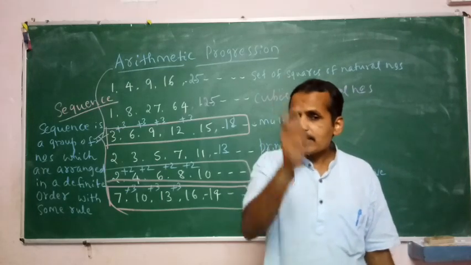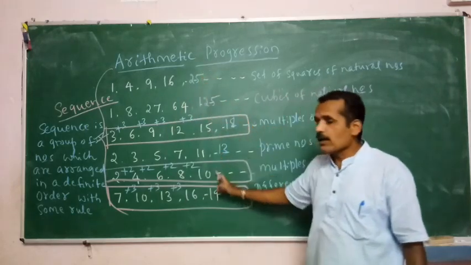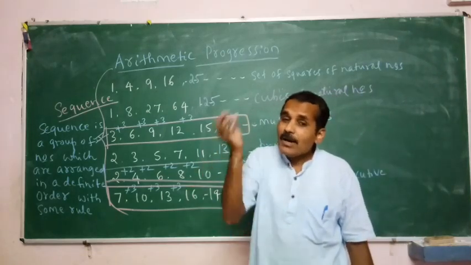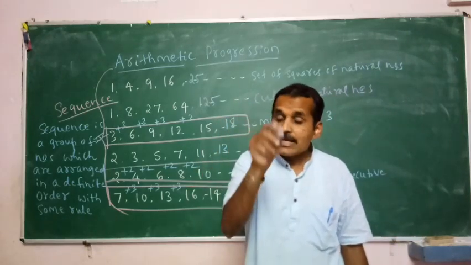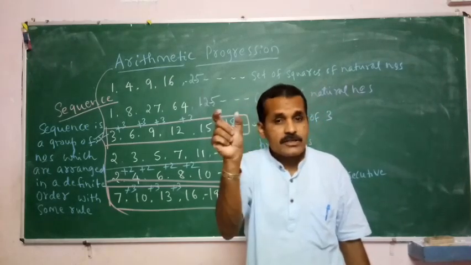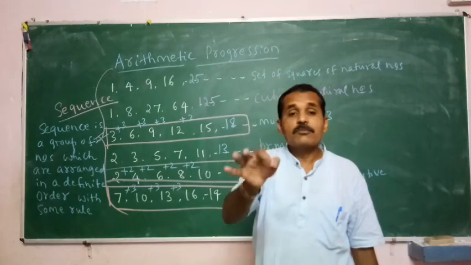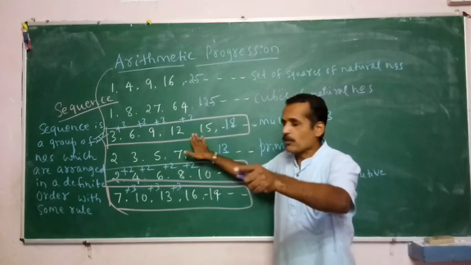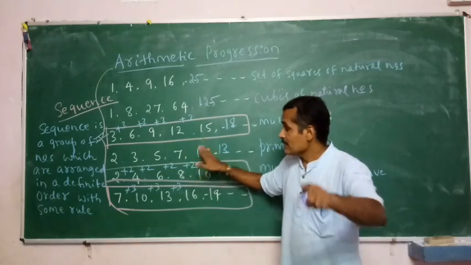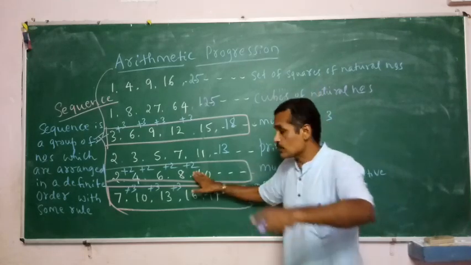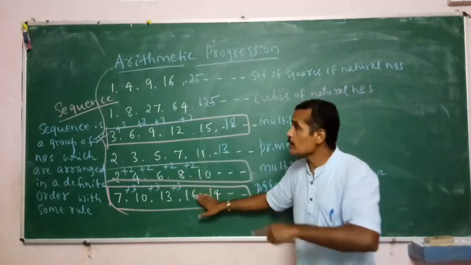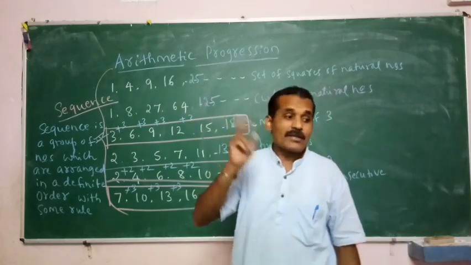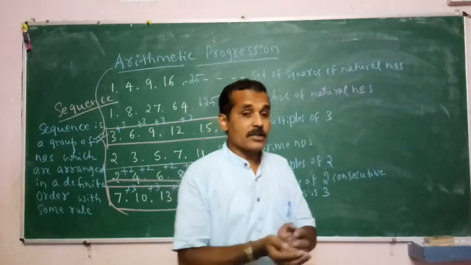But before this, let me tell you once again very clearly, all these groups are sequences only. But among the sequences, if the difference is constant, those sequences are called arithmetic progression. So I can say this is a sequence as well as an arithmetic progression. This is only a sequence. This is a sequence also, arithmetic progression also. This is a sequence also, arithmetic progression also. This is only a sequence. This is only a sequence. Now you might have understood the difference between a sequence and an arithmetic progression.